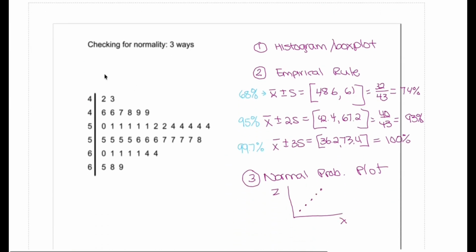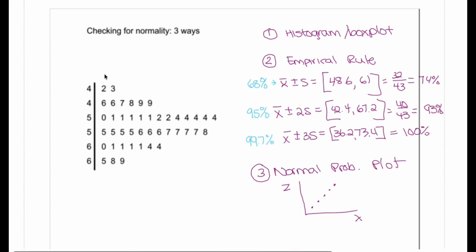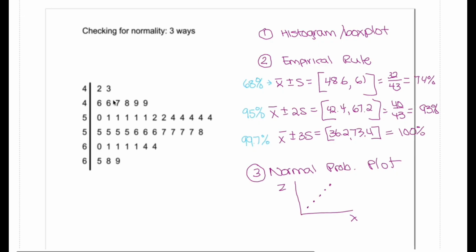Check for normality. There are 3 ways. First is using histogram or box plot. For example, this is not a histogram or box plot, this is a stem plot, but it also can kind of show you whether the distribution is normal or not. So here we can say, well, it's approximately normal. And a second way is using empirical rule.